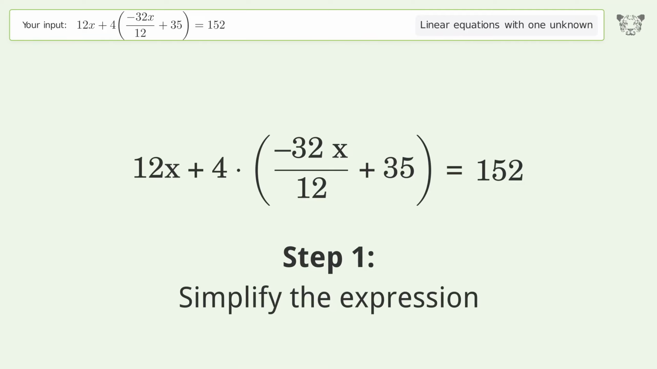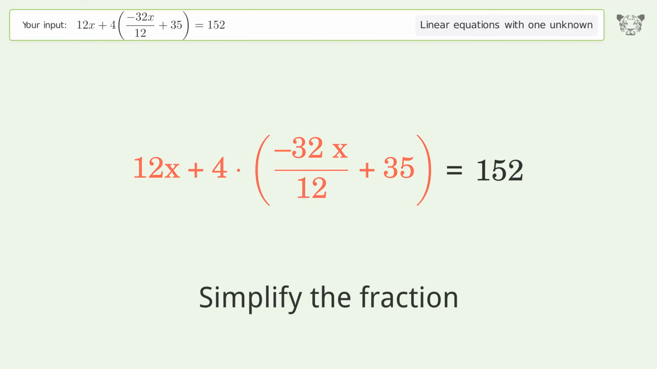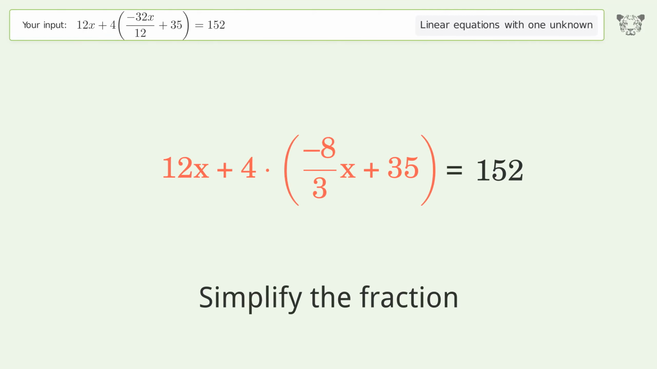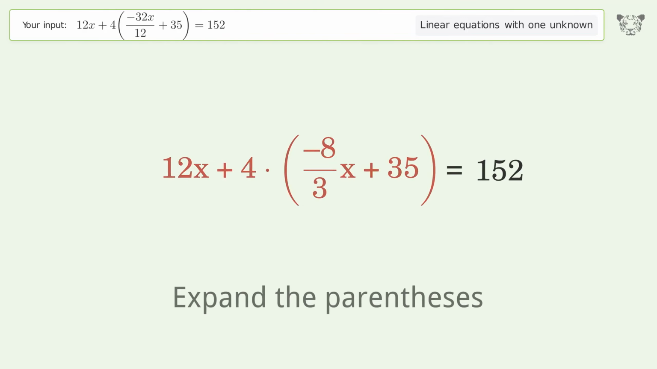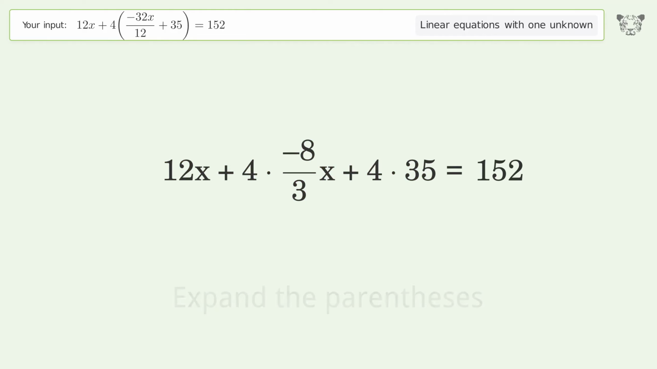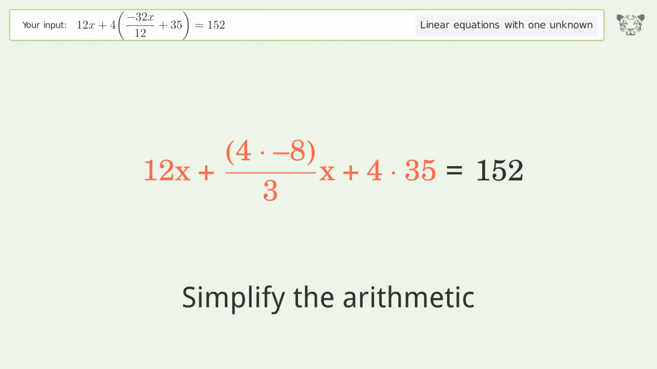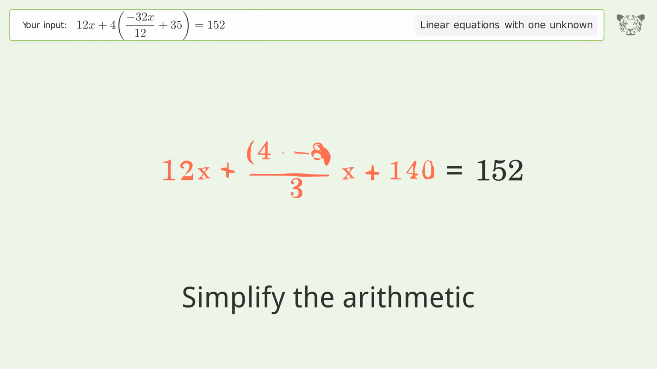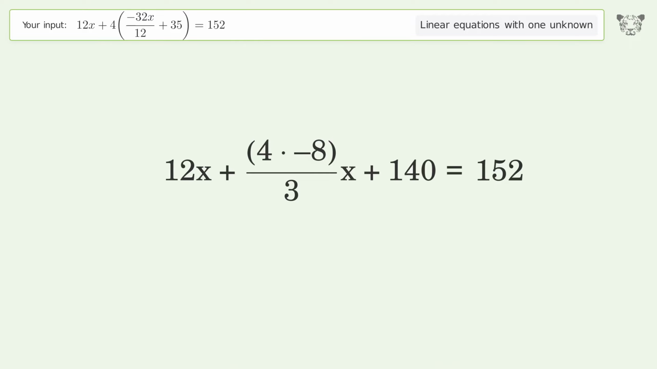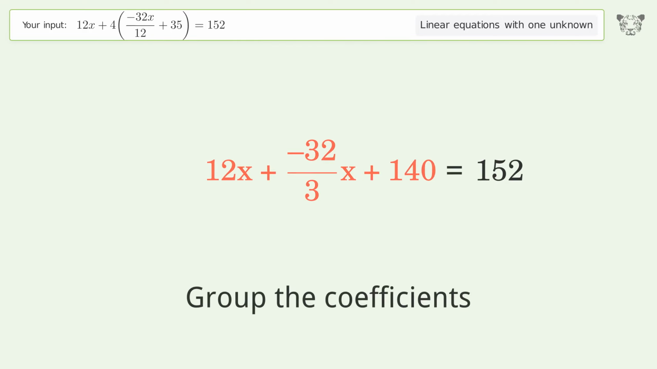Simplify the expression. Simplify the fraction. Expand the parentheses. Multiply the coefficients. Simplify the arithmetic. Group the coefficients.